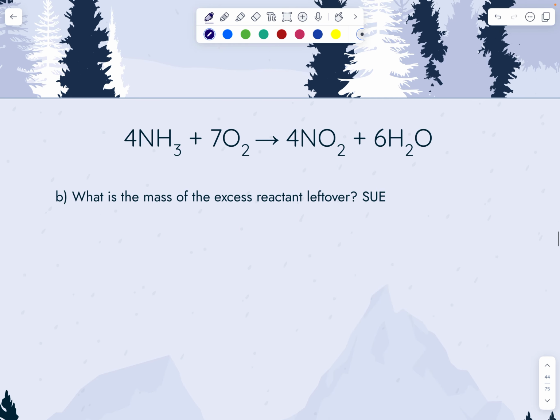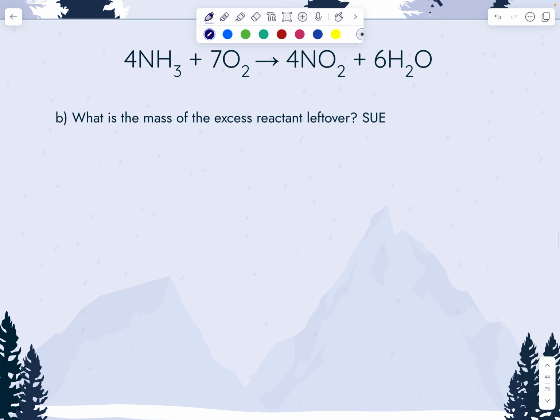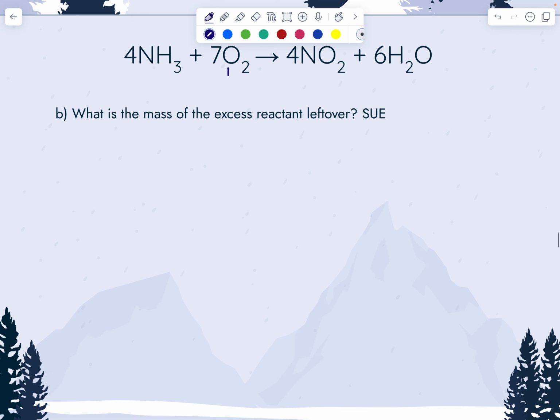And then our last part of this, how much of the excess reactant was left over, right? We said oxygen was our limiting reactant, so ammonia must be my excess reactant, okay? How much of that excess reactant did I start with? I started with 100 grams of ammonia. How much did I use? I don't know. I have to figure that out, right?